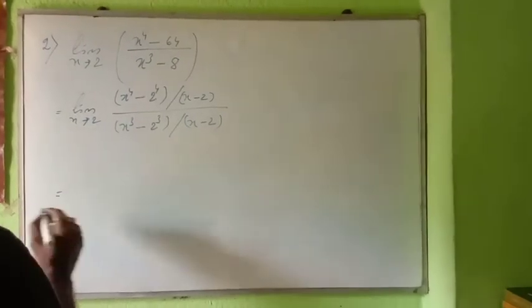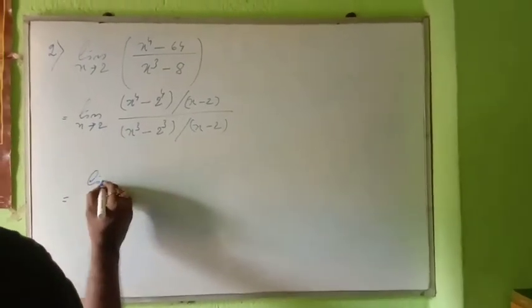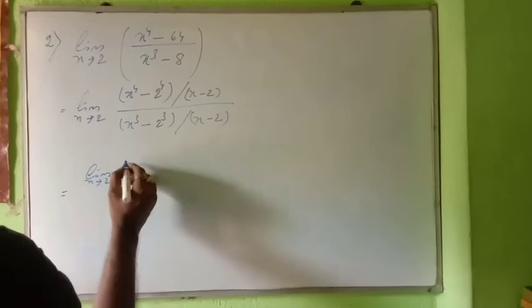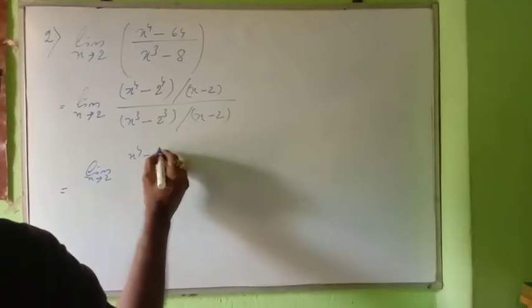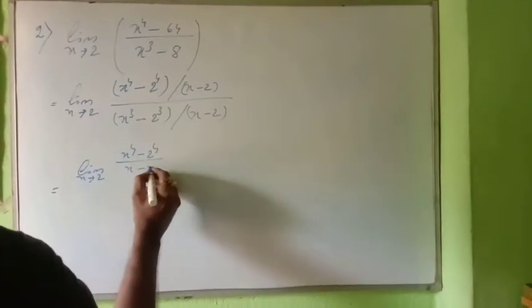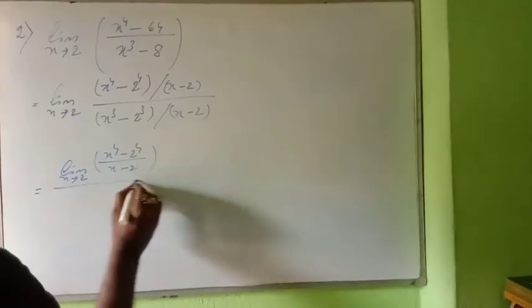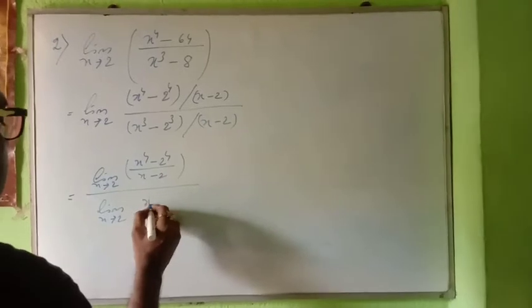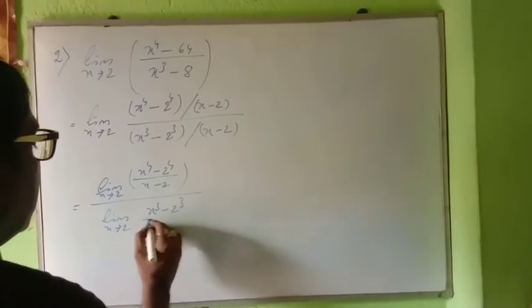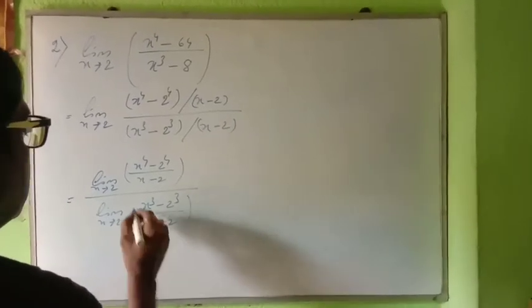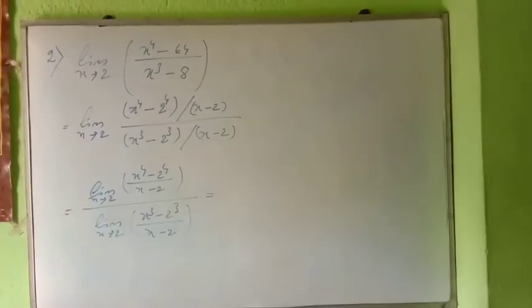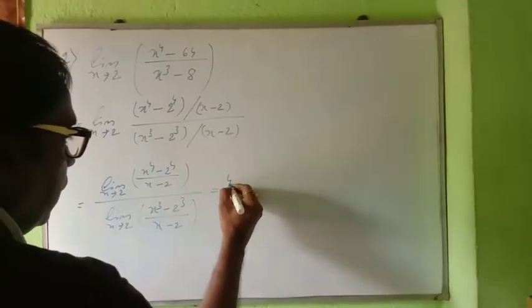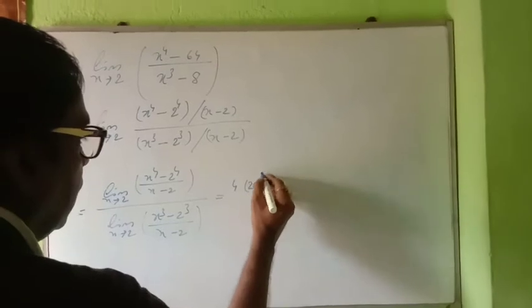Now as per the rule, you have to write limit x tends to 2, (x to the power 4 minus 2 to the power 4) by (x minus 2). This is one part. Again, the denominator is the same thing: limit x tends to 2, (x cube minus 2 cube) divided by (x minus 2). Now, for this case, what is the formula? n into a to the power n minus 1, where n means 4.